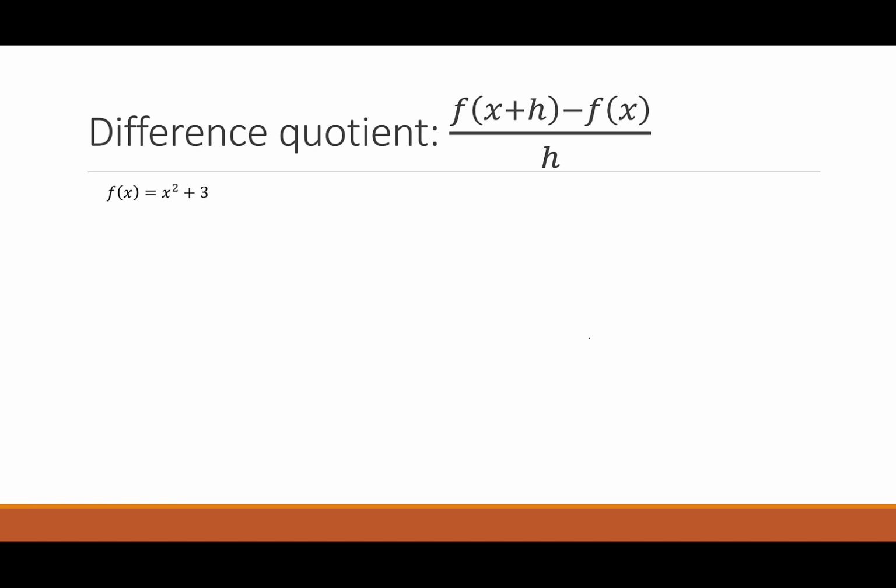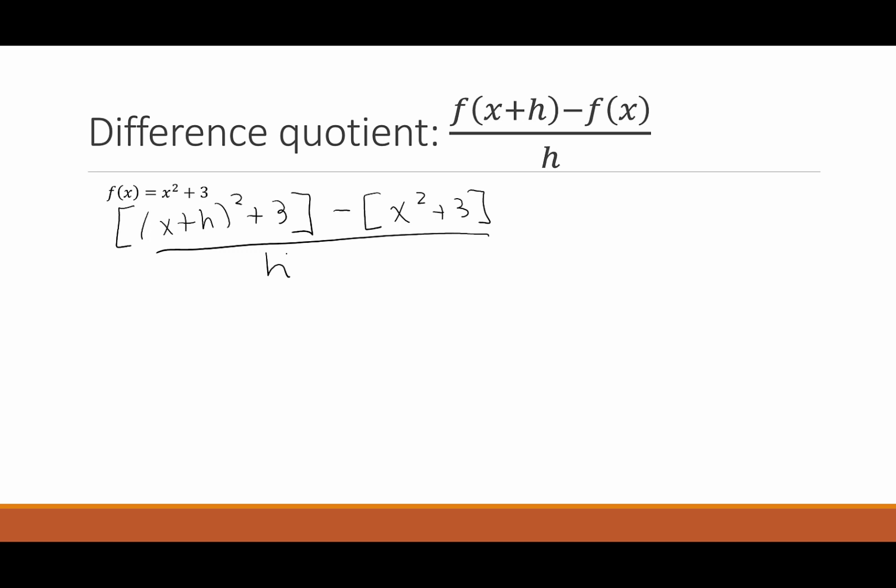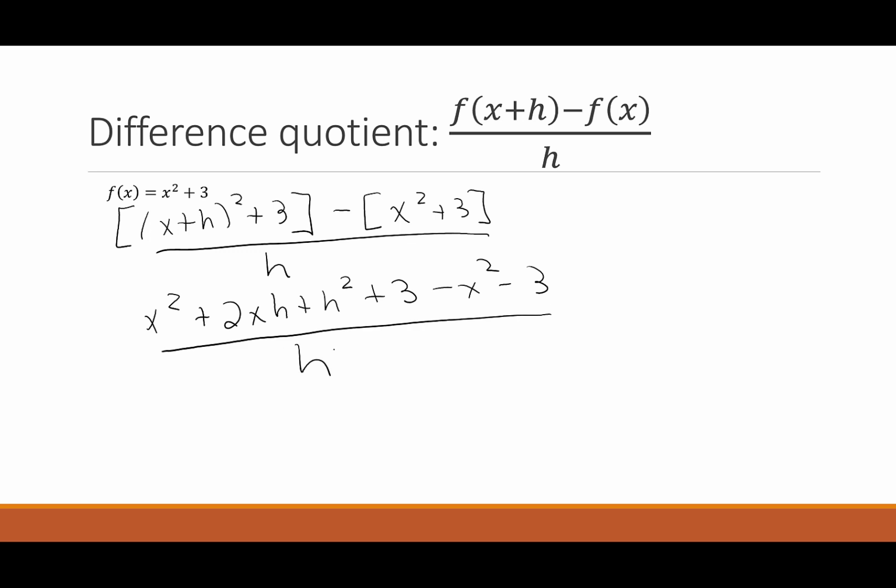This time I have x squared plus 3. So I'm going to start the same way. (x plus h) squared plus 3. I'm going to do brackets. Minus, I'll do brackets again, (x squared plus 3) over h. So like we saw earlier, when I square a binomial, I get a trinomial. I have x squared plus 2xh plus h squared plus 3, then minus x squared minus 3, over h.